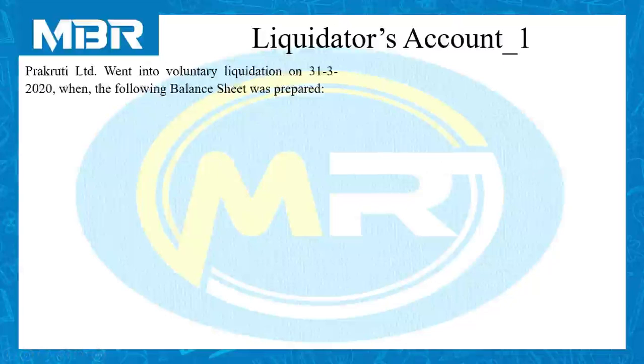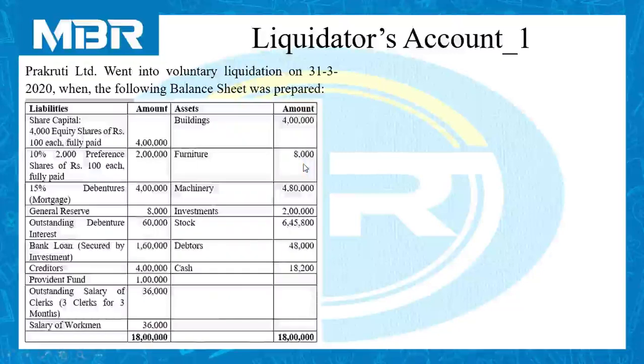Prakruti Limited went into voluntary liquidation on 31st March 2020 when the following balance sheet was prepared: liability side and assets side. I would like to clear one thing with you, that over here the balance sheet is given to us in a horizontal form. It may be given by the examiner in a vertical form, but it doesn't make any difference to us. We have concern with the details of liabilities and assets.